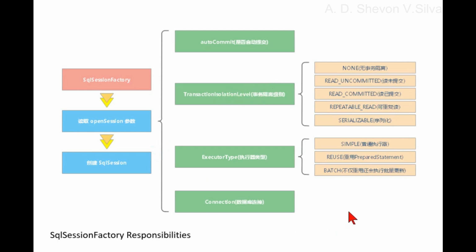Transaction scope will be turned on, that is, not automatically committed. Connection objects will be obtained from the data source instance configured by the current environment.